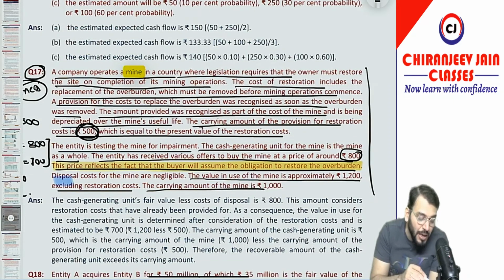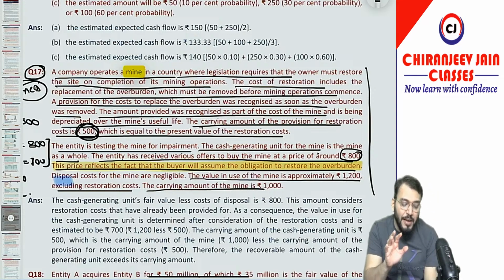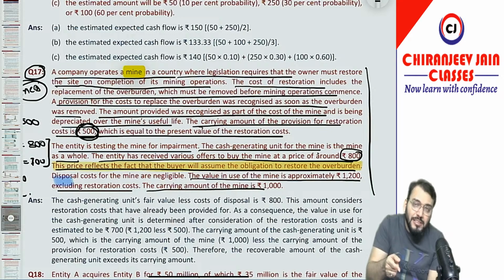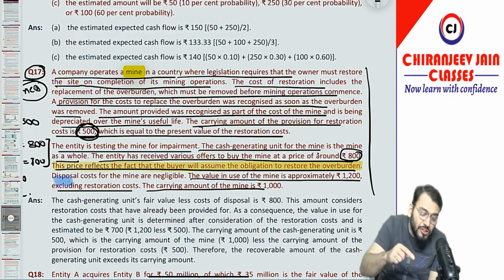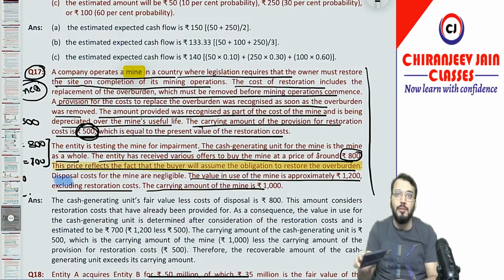This you have understood. Now the entity is testing the mine for impairment and the entire mine is one CGU. The entity has received various offers to buy the mine at a price of 800. The price reflects the fact that the buyer will assume the obligation to restore the overburden. Now just try to understand what they have given. They have given the fair value of the mine, and to calculate this fair value, can I say the obligation to restore has been considered, because that will also be transferred.